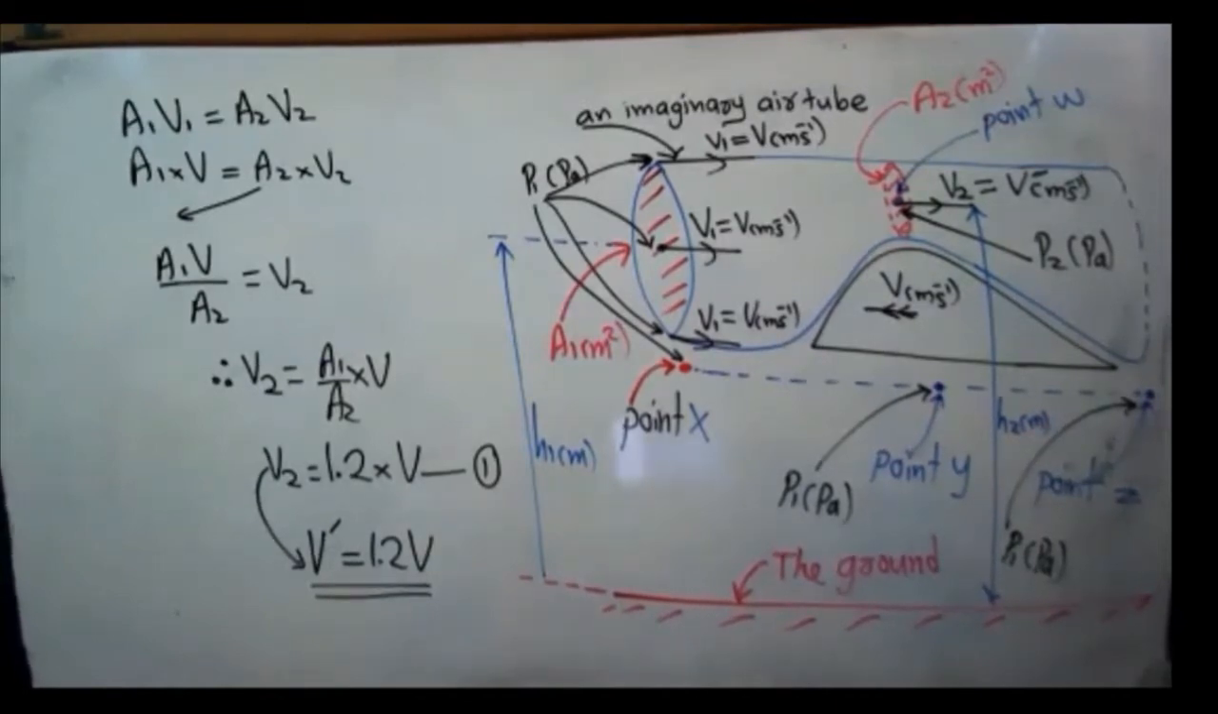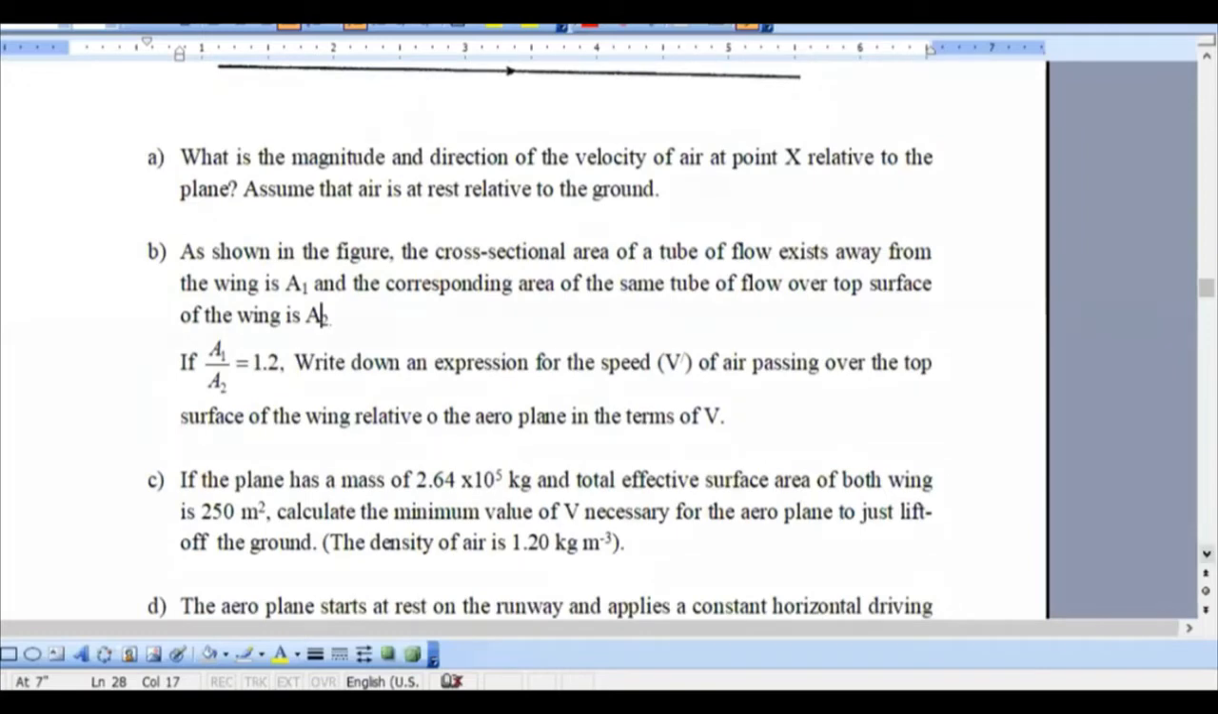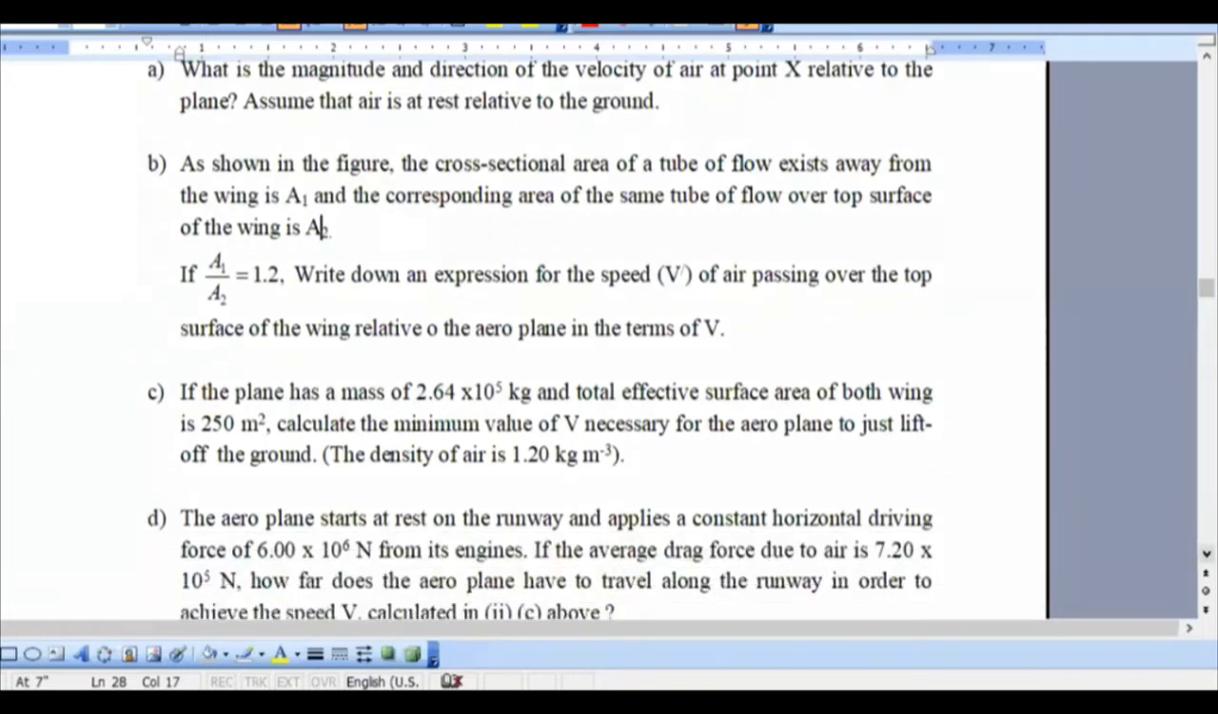Right. Let's go to the next part of the question here. Somebody read part C of the question. Somebody unmute the mic and read part C.